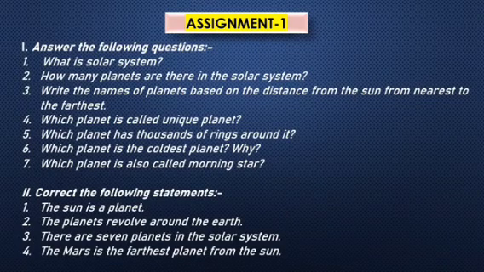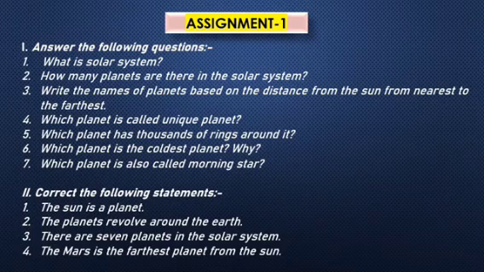Let us go through today's assignment. Answer the following questions. What is solar system? How many planets are there in the solar system? Write the names of planets based on the distance from the sun, from nearest to the farthest. Planet is called unique planet. Which planet has thousands of rings around it? Which planet is the coldest planet and why? Which planet is also called morning star?